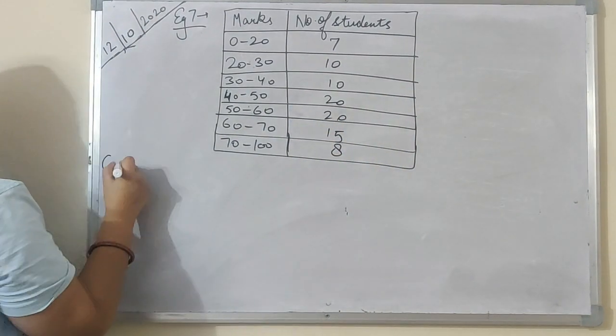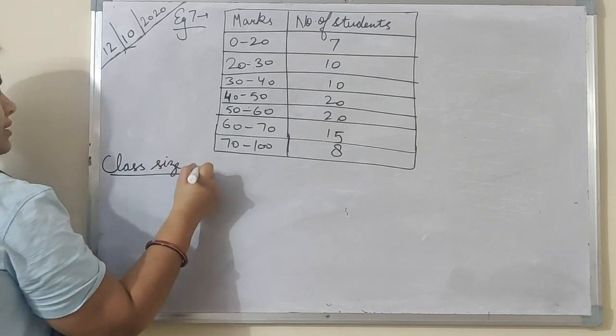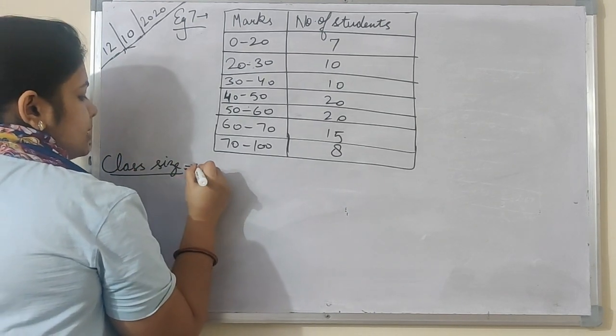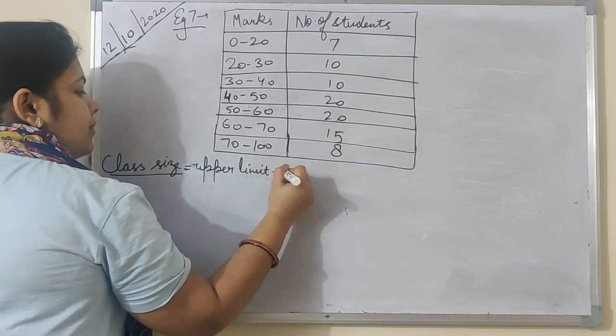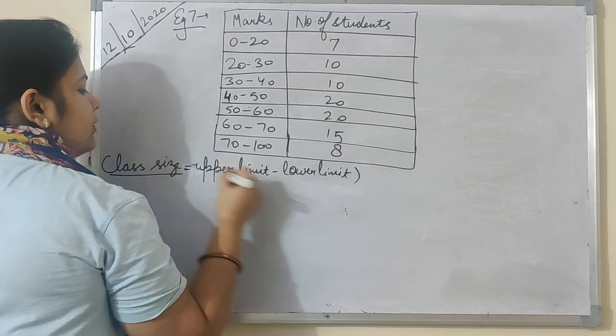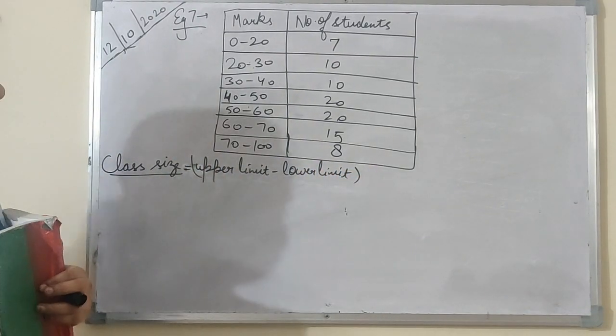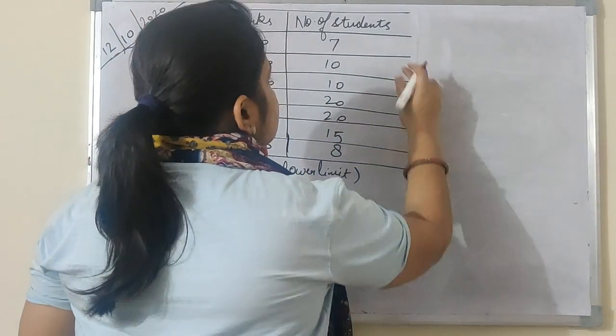First we will be finding class size. Okay. Now how to find class size? The formula for finding class size is the upper limit of the given interval minus the lower limit of the given interval. Okay, so this is the formula for finding class size.